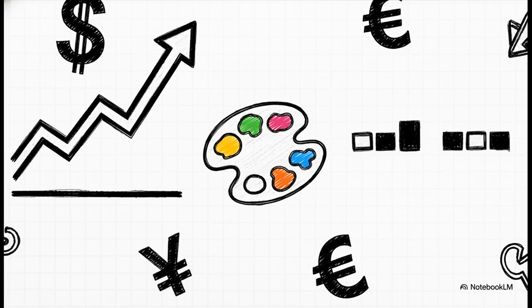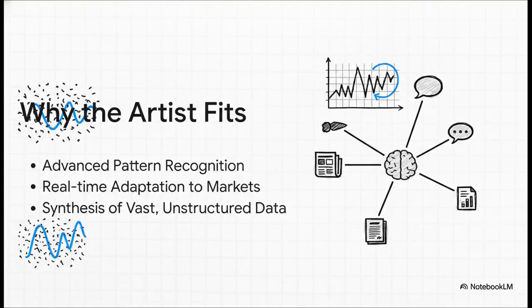Okay, now let's flip the script and go to a completely different world. Finance. In a dynamic, constantly changing environment like the stock market, you need an artist. You need an AI that can see patterns no human could ever spot and adapt in real time. The artist is perfect for finance because of its advanced pattern recognition. It can adapt instantly to market shifts and, this is the crucial part, it can synthesize vast amounts of unstructured data. We're talking news reports, social media, earnings calls, all of it, to make informed predictions. An architect would be completely lost.